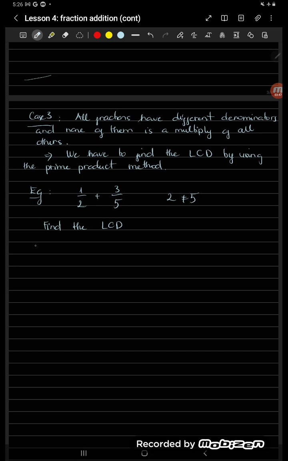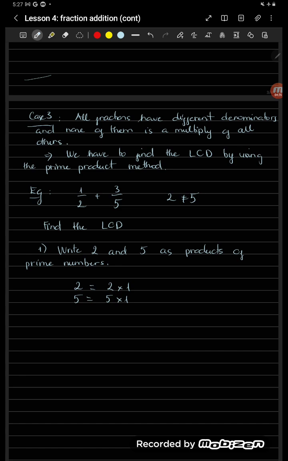So first, we write 2 and 5 as products of prime numbers. Now you see 2 is already a prime number, so we can only write 2 as 2 times 1. And 5 is also a prime number, so we can only write 5 as 5 times 1. That's step 1.